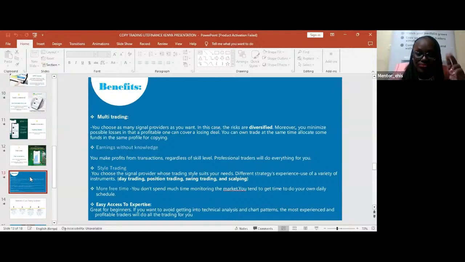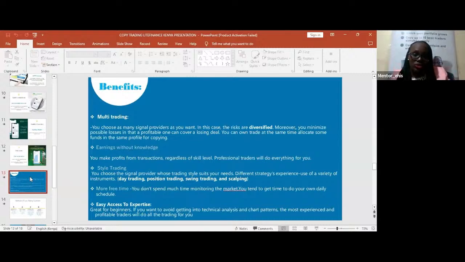Number four is you get more free time. You don't need to spend too much time monitoring the market. You don't get too stressed on when to enter and when to exit the market. You get time to do your own daily schedule. And at the end of the day, you get your returns.